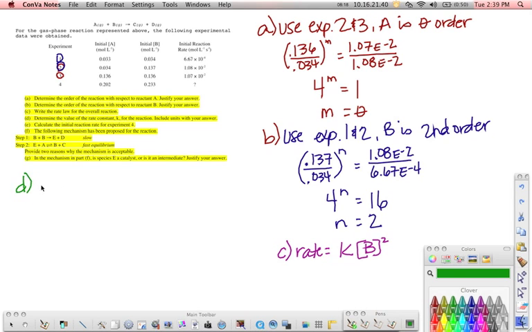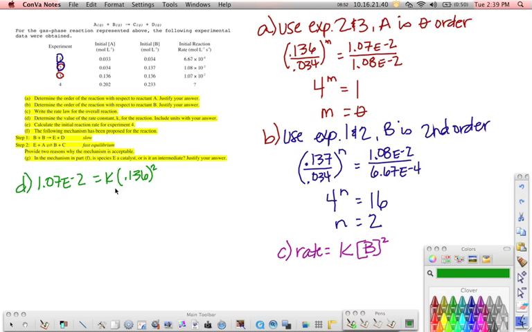So for D, pick one. I'll pick the top one, 6.6. Actually, you know what? These two guys only have 2 sig figs. So I'm going to go ahead and pick these guys that have 3 sig figs. So let's do that real quick. Let me erase this. So I'm going to pick the 1.07. So there's our rate is equal to K times the concentration of B, which is 0.136 squared.